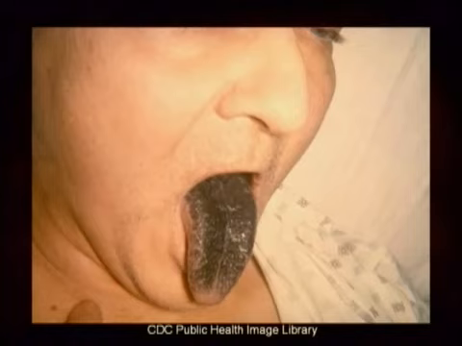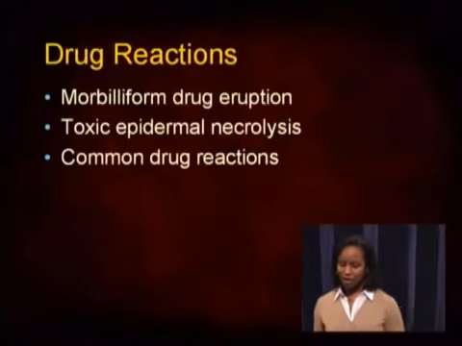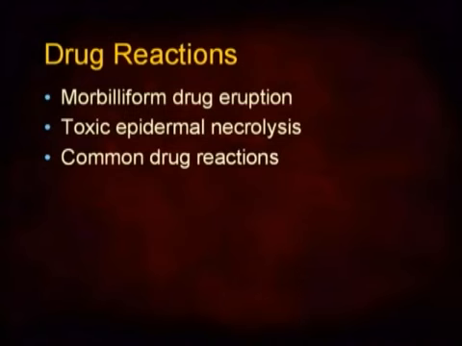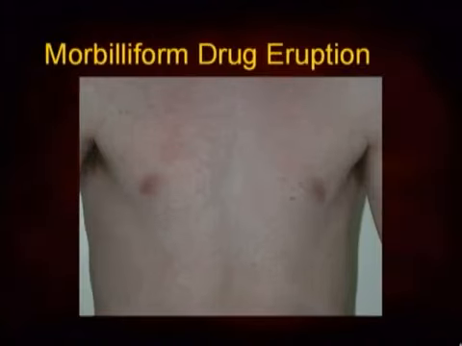So with that, we'll move on from the tongue findings, and this is a patient with black hairy tongue. Let's talk about drug reactions next. There are a few different types that we'll cover, and those are listed here. So here's another patient. The drug which caused this eruption was most likely started within which of these time frames? So think about what your best answer is here, and we'll come back to that. Do you think it's within a few days, a few weeks, a few months, or a few years?